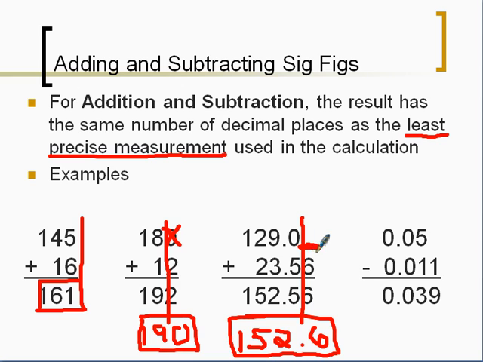Again, we don't know what this value is here. Normally when you add stuff up, you assume that's a 0. When it comes to sig figs, you can't assume.